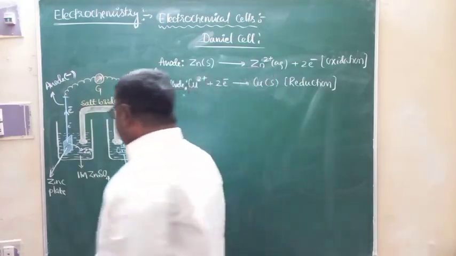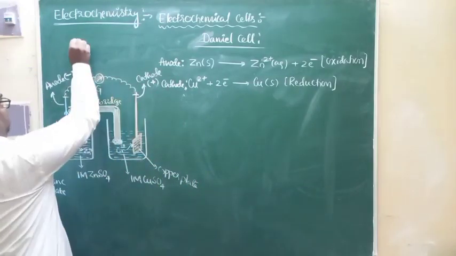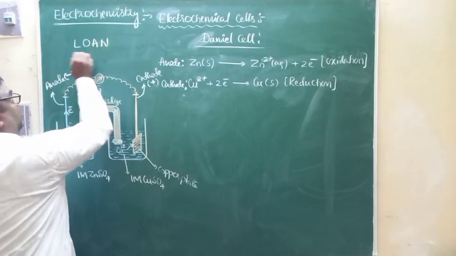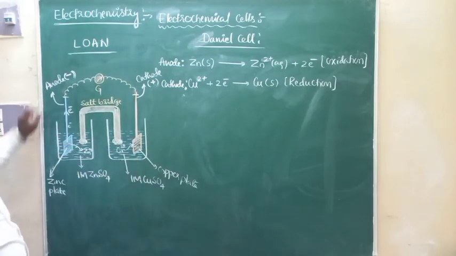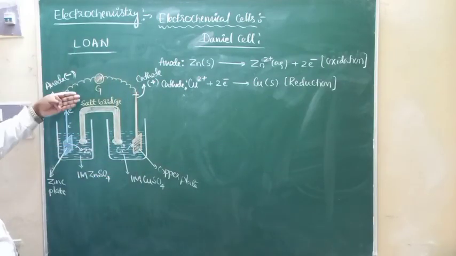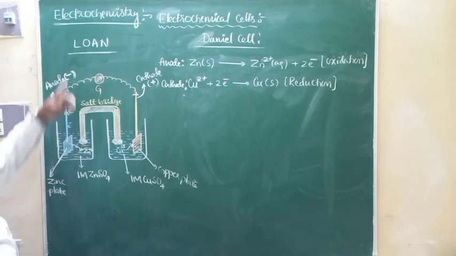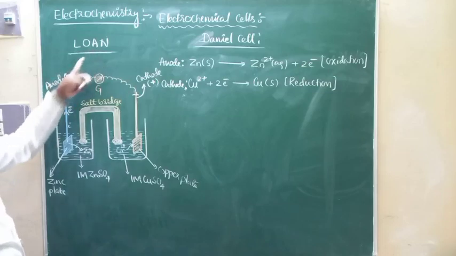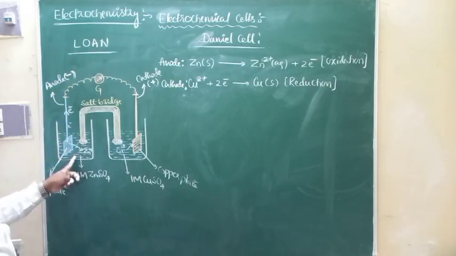That's why what I suggest to you is, just remember one particular abbreviation, a mnemonic: LOAN. L for the left hand side electrode where oxidation takes place, and it is the anode carrying negative charge. Yes, right?